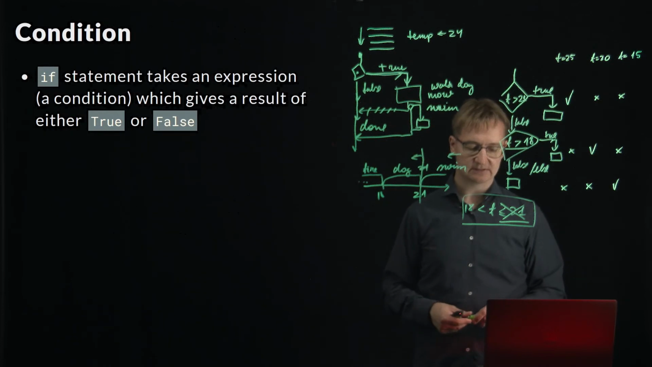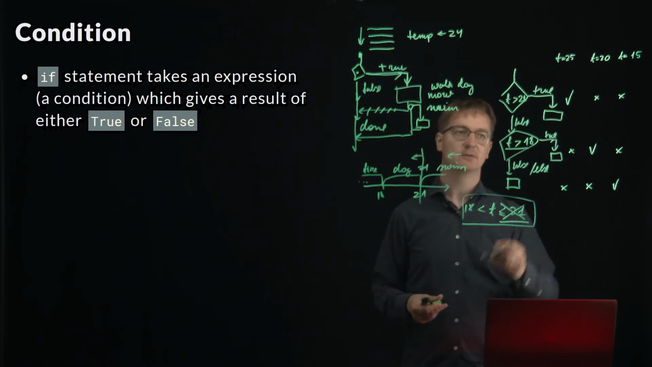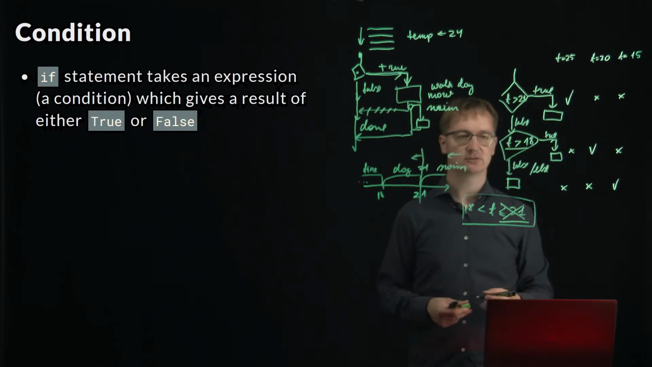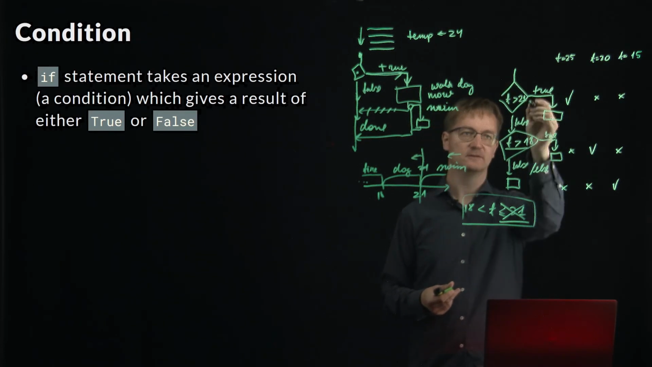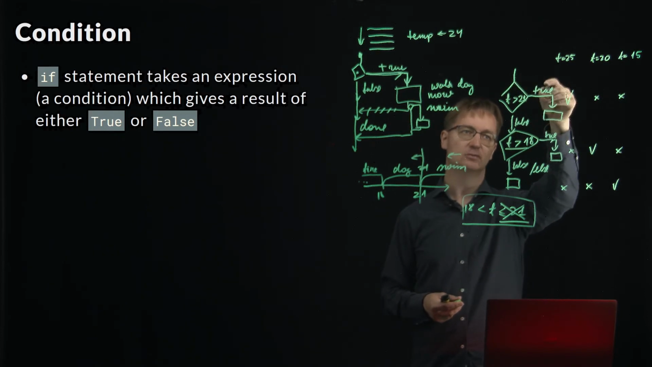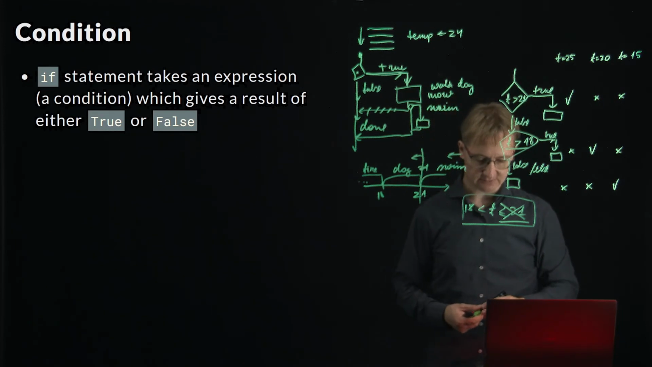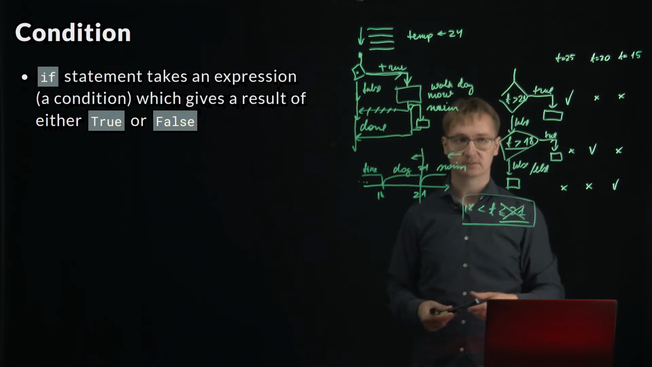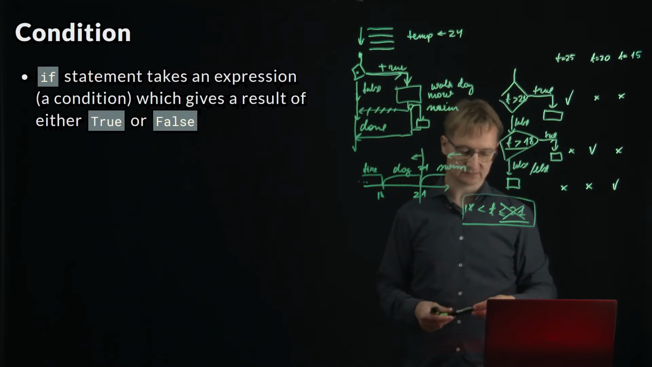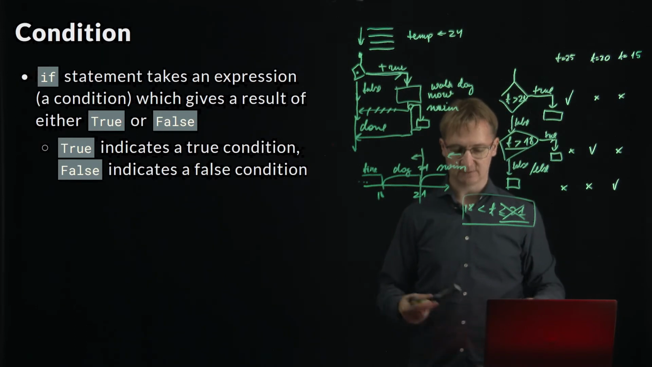The if statement takes an expression which gives a result either true or false. We already saw this here. I drew true and false in different kinds of cases. So if the condition is true, then something is executed, and if it's false, then something else is executed. In Python, True and False are written with a capital letter, so we can have a variable where the True is stored and so on. The True indicates a true condition and False indicates a false condition.